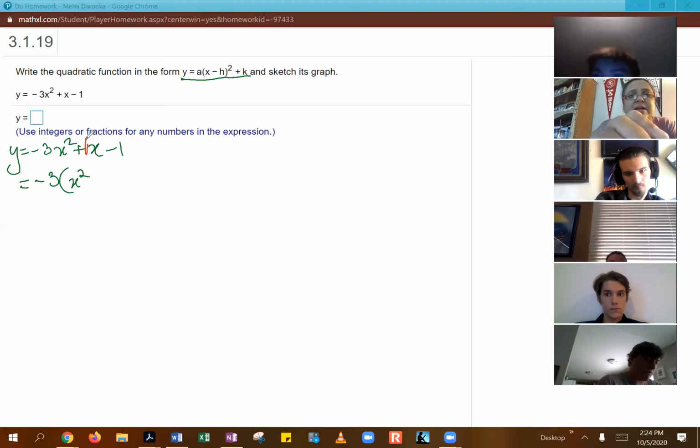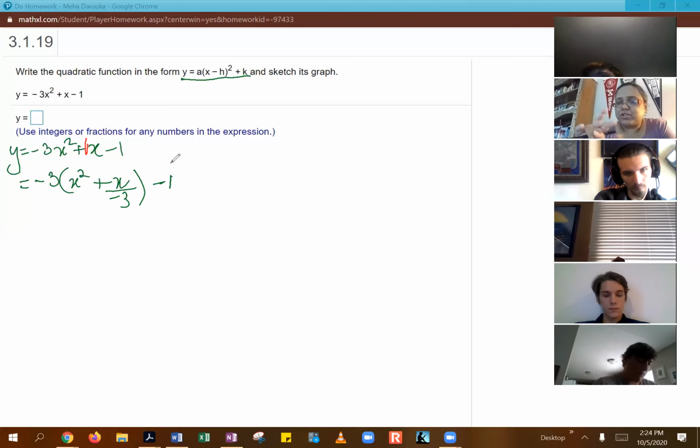So what we do actually is, since we cannot factor out a -3 from this middle term, you just end up dividing it by -3. So close the parentheses, and we're only going to be doing this with the first two terms. That -1 at the end is going to stay as it is because we're only working with the first term and the middle term when we're talking about completing the square.